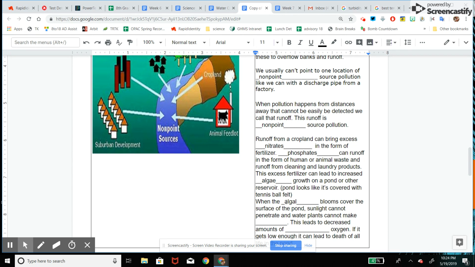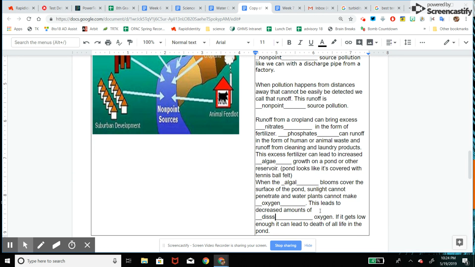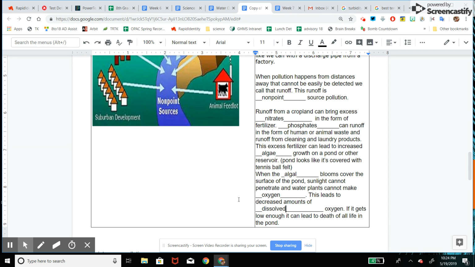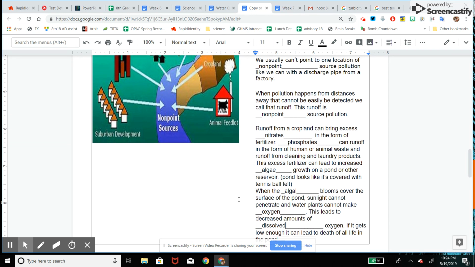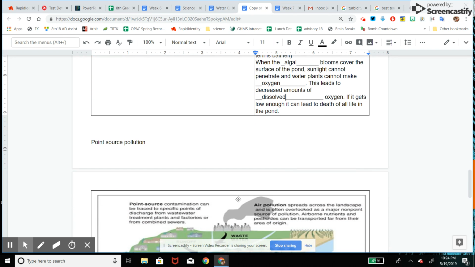cover the surface of the pond, and just like the aphotic zone in the ocean, the sunlight can't penetrate. Water plants cannot make oxygen, which is a problem. This leads to decreased amounts of dissolved oxygen, which we mentioned a little while ago. And if it gets low enough, it can lead to death of all life in the pond. Then you just have a water hole that's dead. Everything's dead. Very sad.